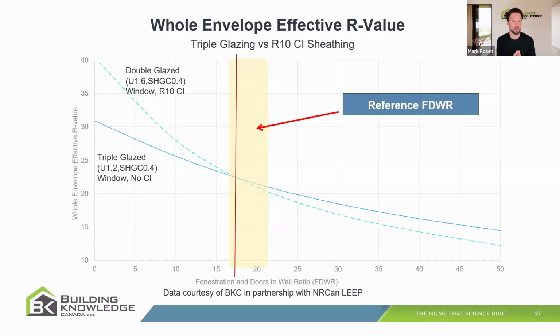And you can see on this chart that at about 17% window to wall ratio, there's an inversion where making an upgrade to your windows to triple glazed is actually more impactful than adding R10 sheathing to all of the walls in terms of overall thermal performance.